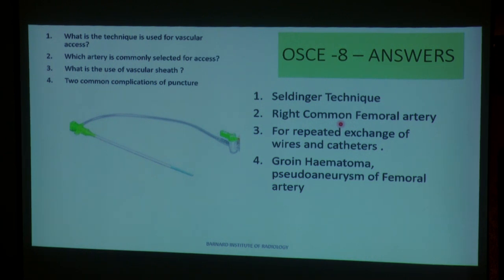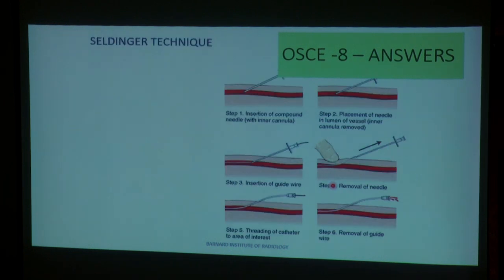But radiologists are still more comfortable with the femoral technique, because the catheters are also shorter to work with, whereas the radial artery technique needs longer catheters and thinner catheters. Now the two common complications of this puncture are groin hematoma and pseudoaneurysm of the common femoral artery.